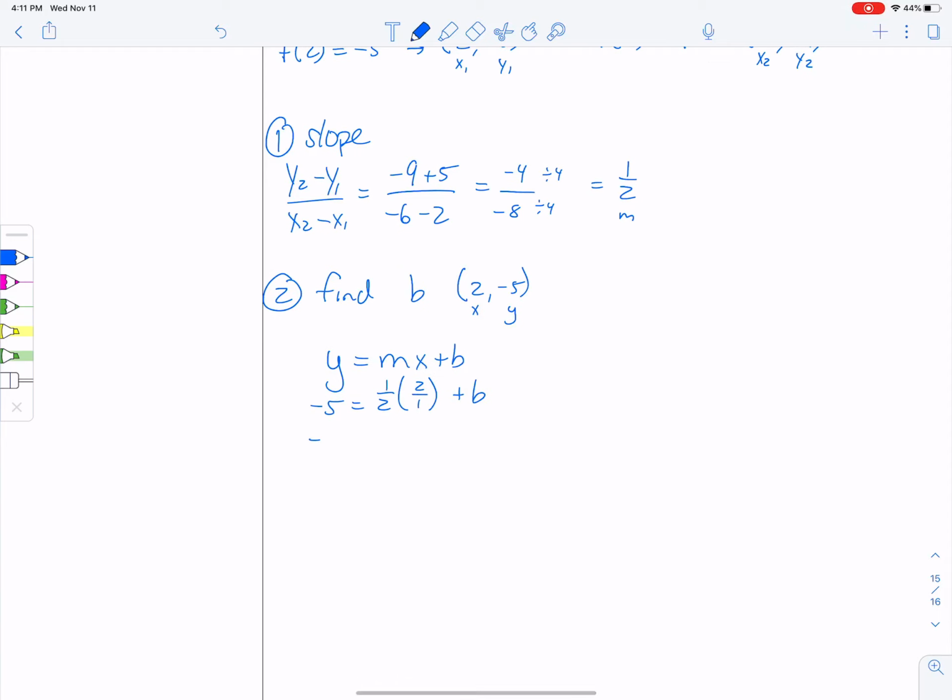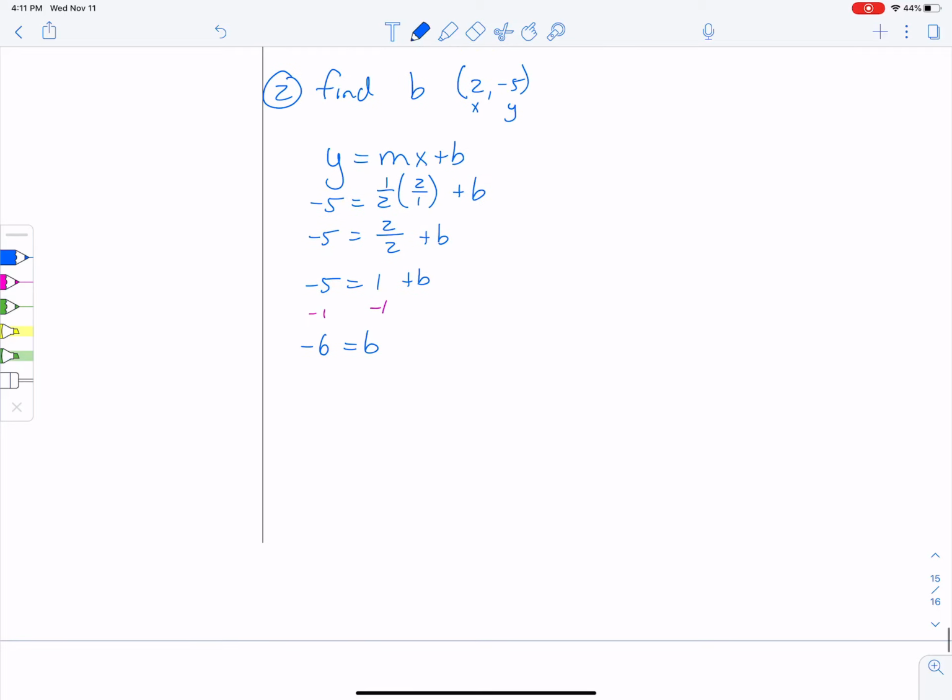So we need to multiply. Negative 5 is 1 times 2, 2, 2 times 1, 2, plus b. 2 over 2 becomes 1. Negative 5 is equal to 1 plus b. I need to move the 1 over to the other side. So negative 6 is equal to b. And my step 3 is put together.